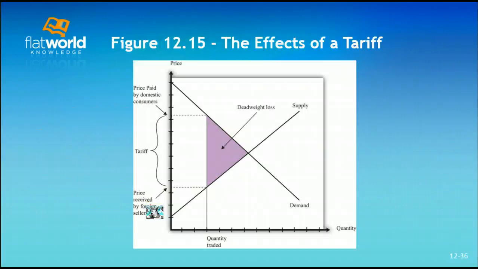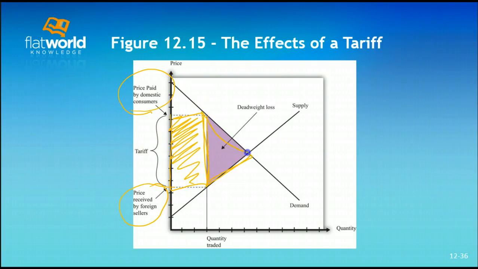If the government decides to put a tariff on a particular imported good, we'll see that this is the price that the foreign sellers will receive, whereas this is the price that will be paid by the consumers, and this in here is going to be the revenue that the government receives. This, of course, is the deadweight loss caused by the fact that equilibrium quantity is much greater. We now have a lower quantity that is being traded in the market.